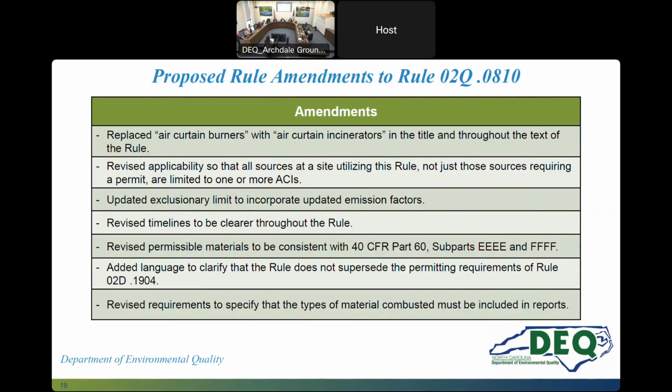We've updated the exclusionary limit to incorporate updated emission factors, revised timelines to be clear throughout the rule, revised permissible materials to be consistent with 40 CFR Part 60, subparts CCCC and DDDD, added language to clarify the rule does not supersede 1904, and revised requirements to specify the types of material combusted must be included in reports.